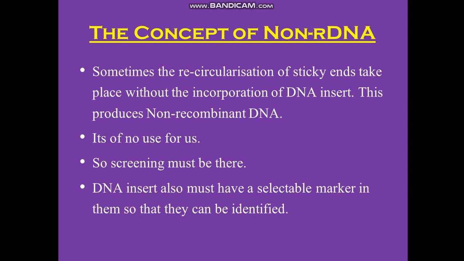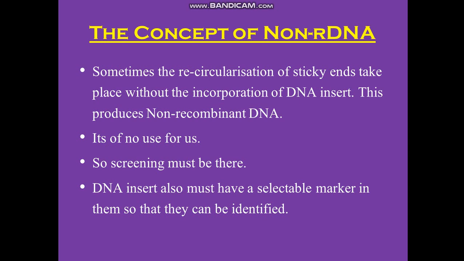So how can it be done? One possible method is that the DNA insert should also have a selectable marker in it so that it can be identified. This is a very important point. It can come in 1 mark or sometimes in 2 marks. How will you differentiate between the non-recombinant DNA and the recombinant DNA? A recombinant DNA has the incorporated DNA insert also, whereas the non-recombinant DNA does not have the DNA insert, and it is formed because of the recircularization of the sticky ends of the vector DNA only without the incorporation of the DNA insert. Clear?